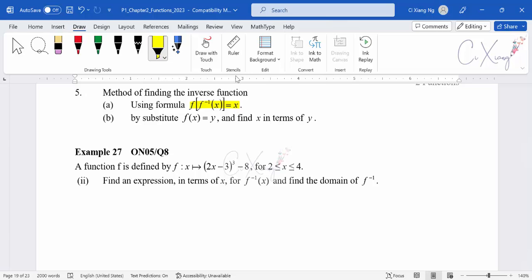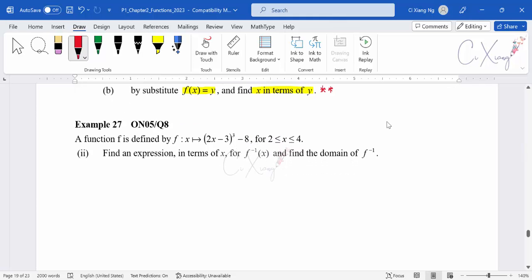The second method is to substitute f of x equals y, then you try to find x in terms of y. That also works. These are two suggestions here. Usually for me, I will try to avoid the composite function method, but both are actually correct. They are not super hard, and you can choose whichever you like. Usually I use substitute f of x equals y, then find x in terms of y.